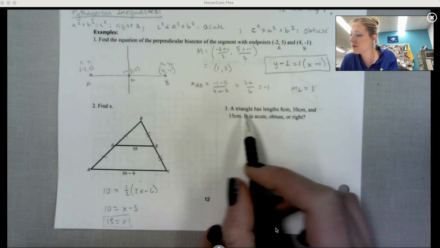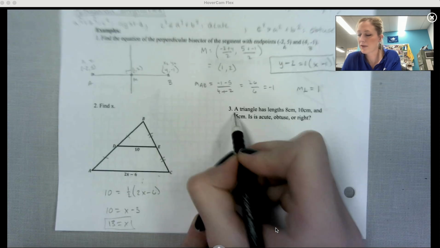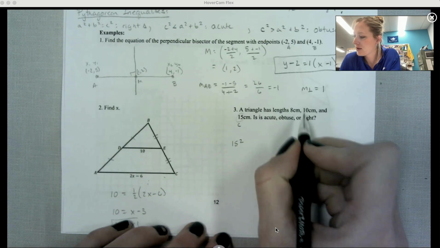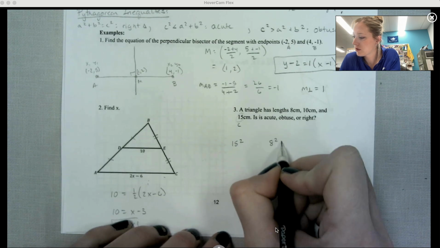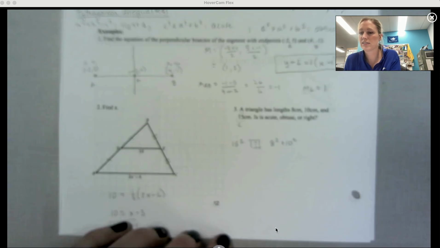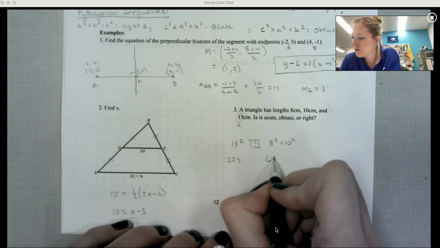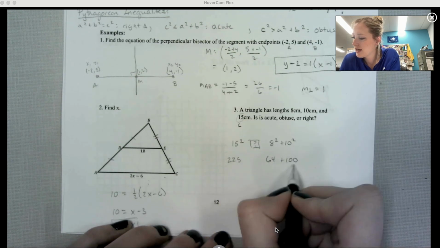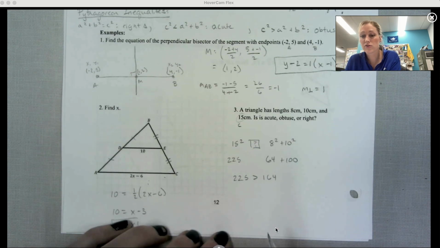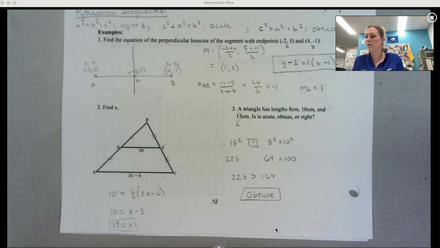A triangle has lengths 8, 10, and 15. Is it acute, obtuse, or right? 15 is my longest one, so that's got to be c. So I'm going to do 15 squared, and then compare it to a squared plus b squared, which in this case is 8 squared plus 10 squared. Right now I like to leave a blank, because I don't know if it's going to be less than, greater than, or equal to. 15 squared is 225, 8 squared is 64, 10 squared is 100. If I add those, 225 is greater than 164, so if c squared is greater than a squared plus b squared, this is an obtuse triangle. All right, that's all for those examples.